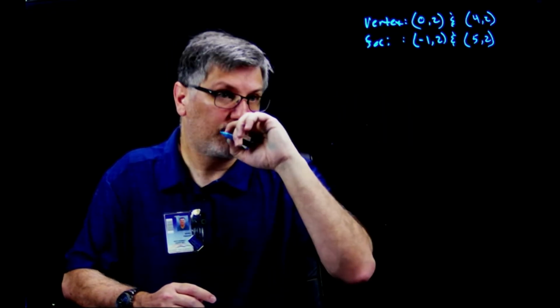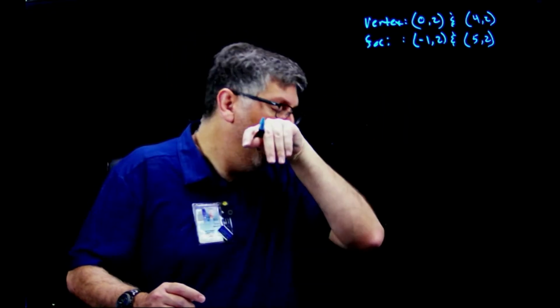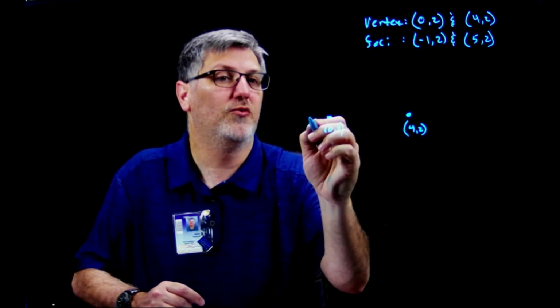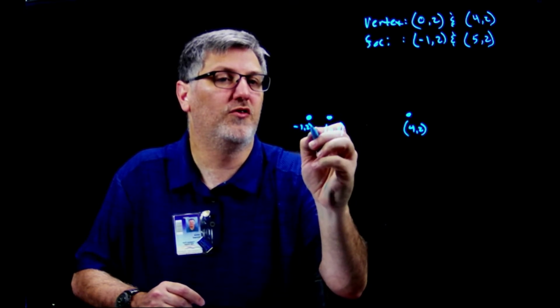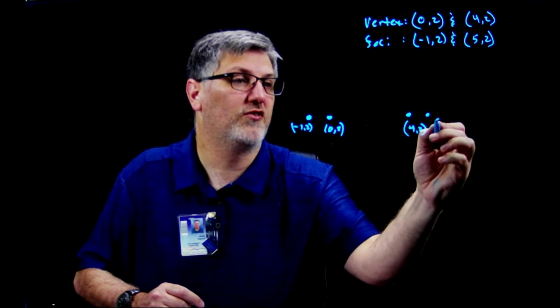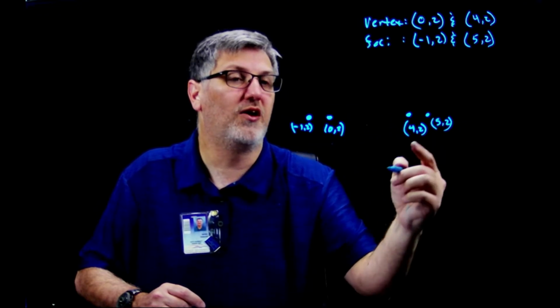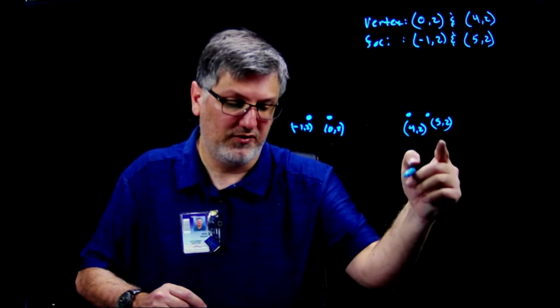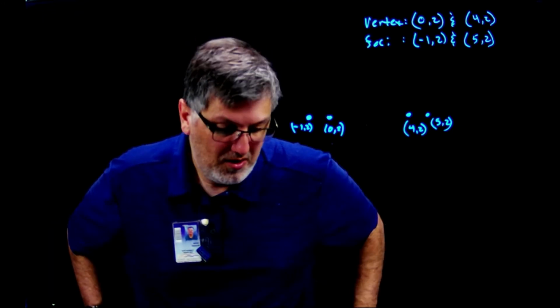So, I have vertices at 0, 2, and 4, 2. So this is 0, 2. This is 4, 2. I have a foci at negative 1, 2. And I have another foci at 5, 2, which makes sense. They're an equal distance. So 5, 2. They're all on the same line. This is a distance of 1. This is a distance of 1. I'm perfectly fine. All right.